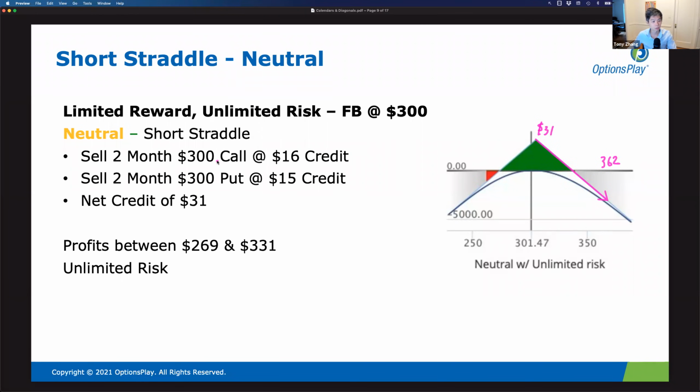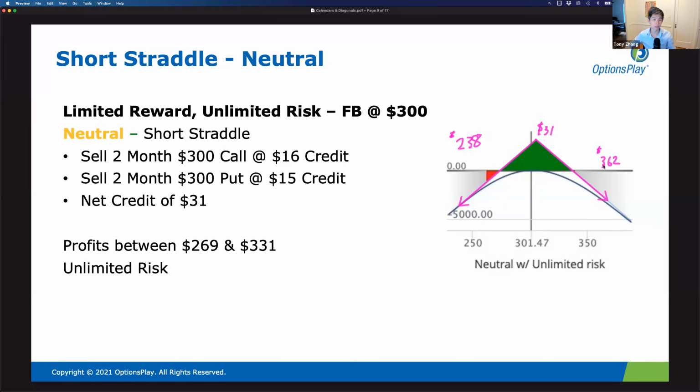It's $300 plus the 31 plus another 31. So the stock has to move above $362. That would be almost a 2 standard deviation move by the time that happens. And to the downside, that would be $238. So Facebook would have to be below 238 or above 362 in order for you to lose $31. So that's the type of risk reward.